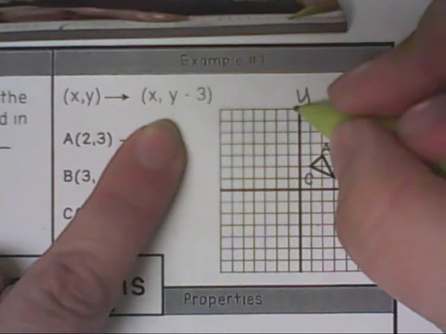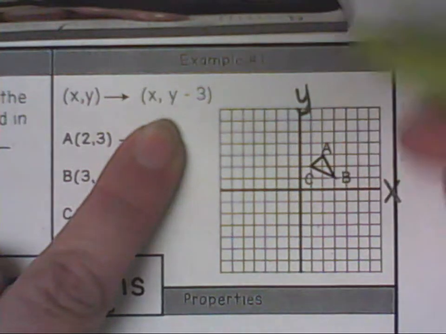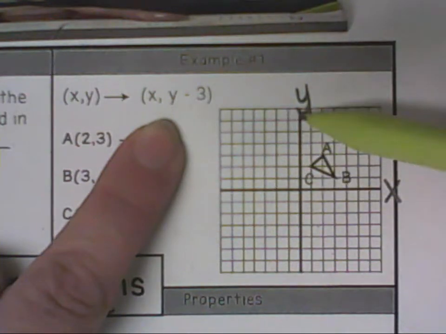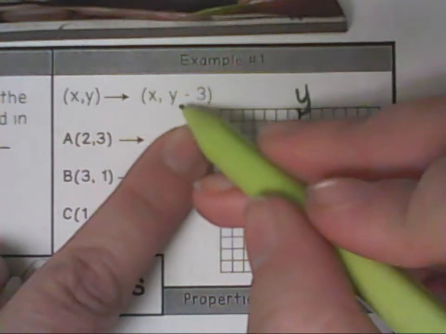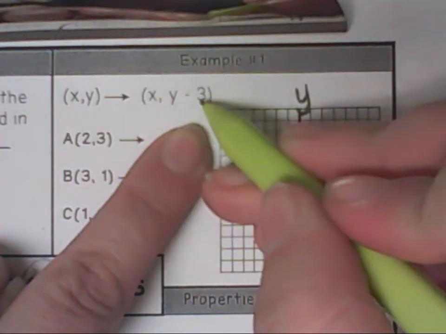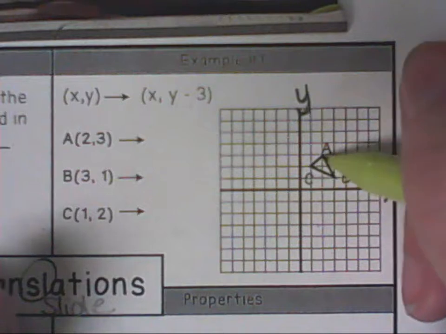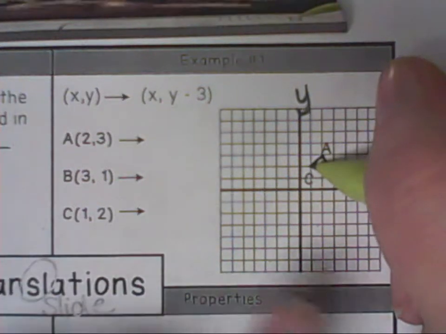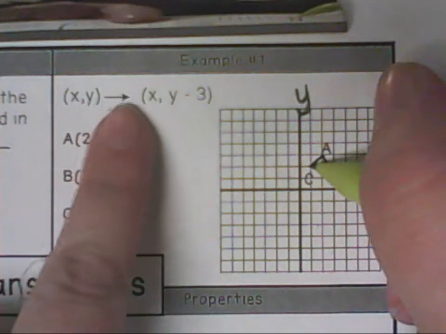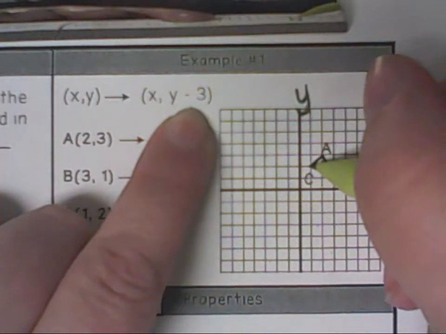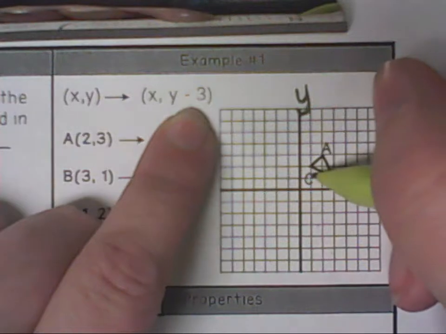This is our y-axis here. So is it going to move up or down? Is it going to translate and slide up or down? Yes, down because of the -3. So we take our point C. Are we going to slide it left or right? Nope, because it only says x. But we do know we're going to move it down, since it's -3 units.